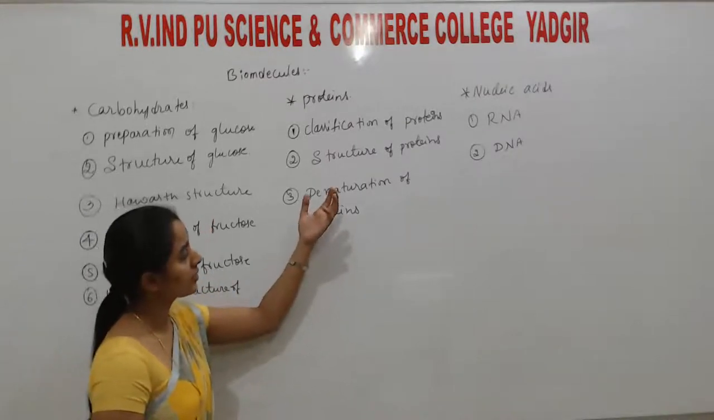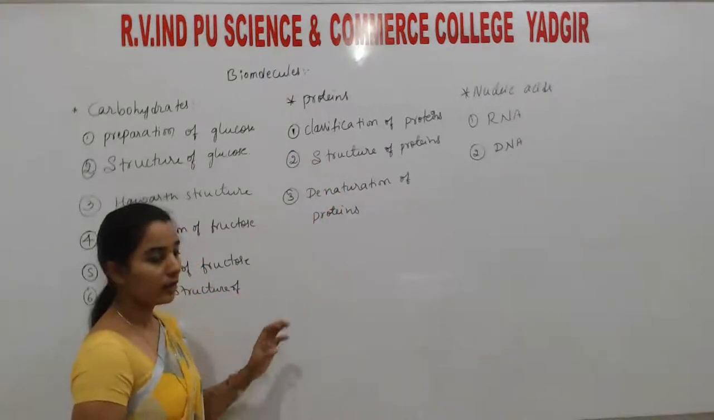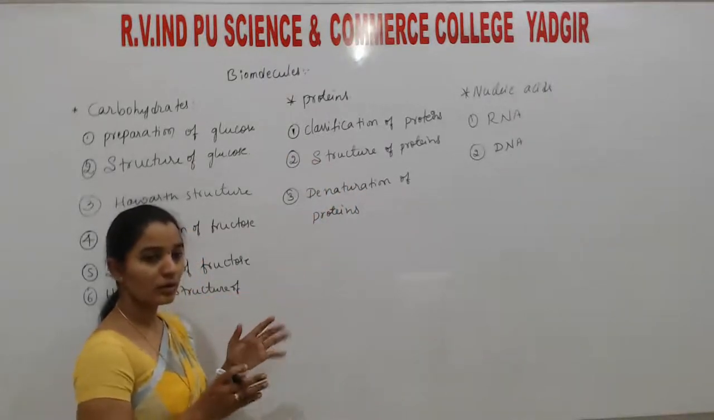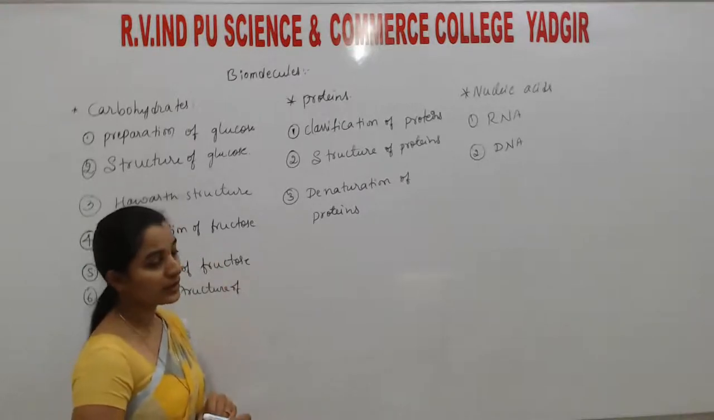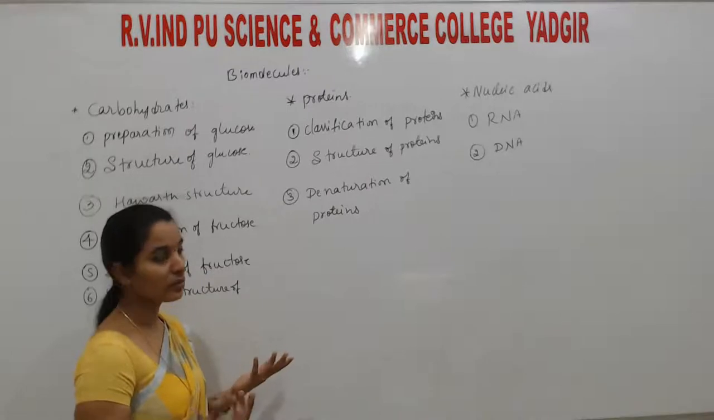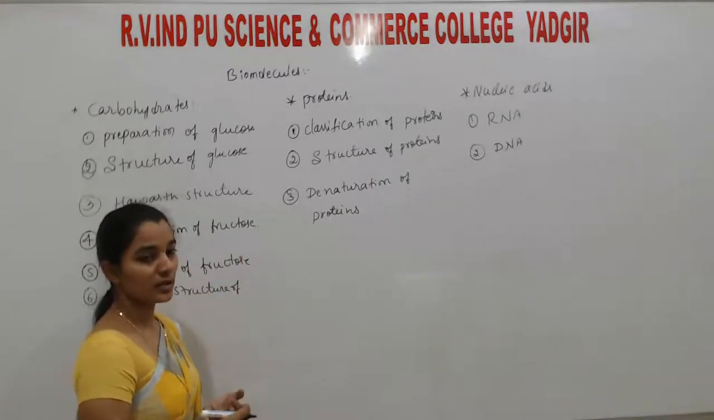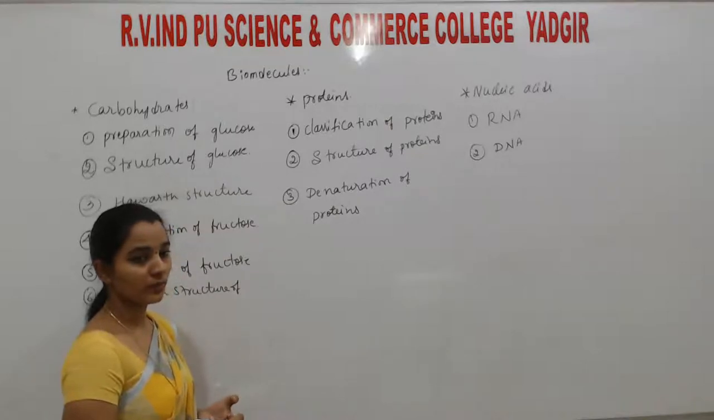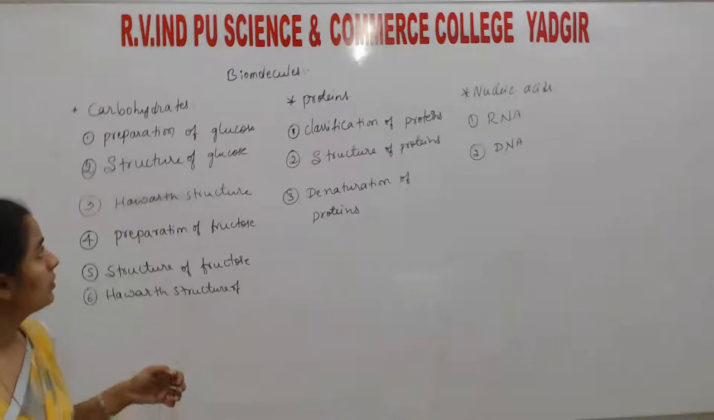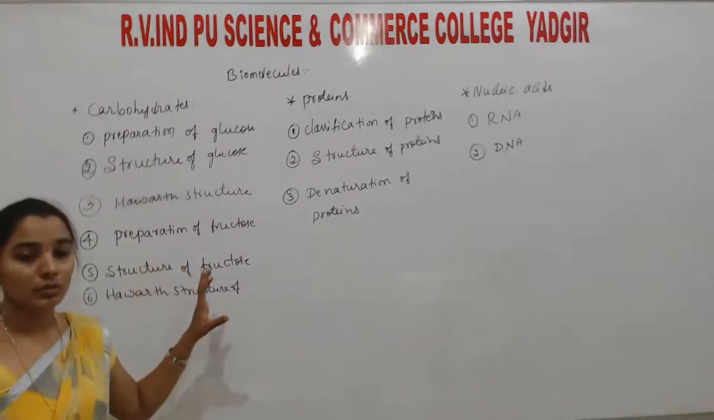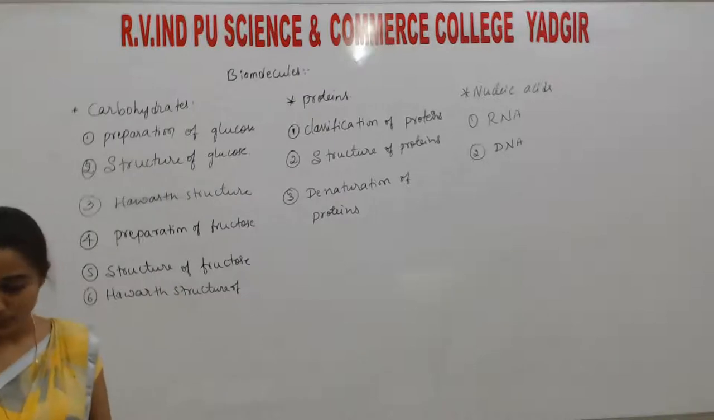So this one, classification of proteins, the structure of protein, and denaturation of protein, which means how the protein chain will break. Next, nucleic acids. What are nucleic acids? There are only two types: one is RNA, another one is DNA. Their structure and function are very important. So this is all about the chapter that we are going to study. These are the important questions. We will discuss them one by one.